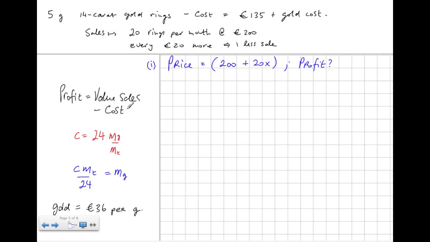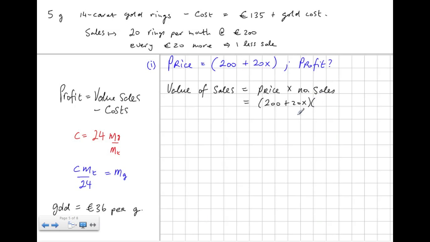But how we understand profit is that profit would be the value of the sales less the cost of the sales. So first, can we work out the value of the sales here? Well, the value of sales would be the price multiplied by the number of sales. Now we're given the price, we know that that's 200 plus 20 times x.